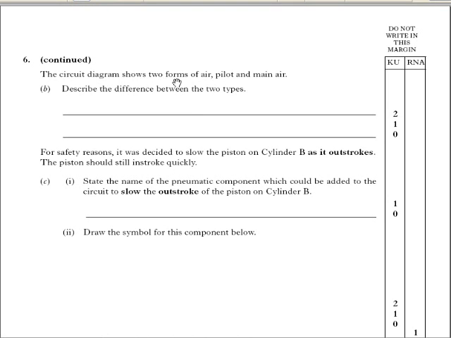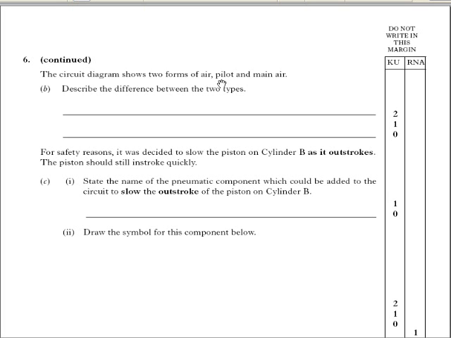Circuit diagram shows two forms of air, pilot and main air. Okay. Describe the difference between the two types. Main air is used to move the pistons about. The pilot air is moving valves. So the main air is for moving the pistons, the pilot air is to move the valves.